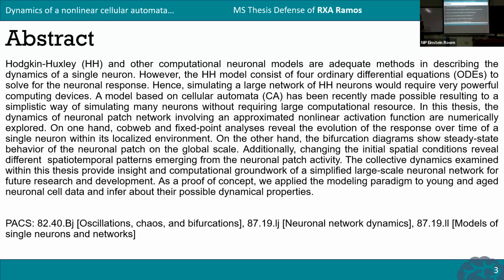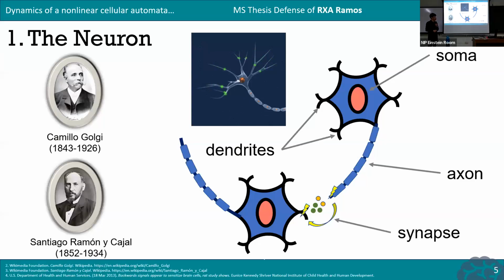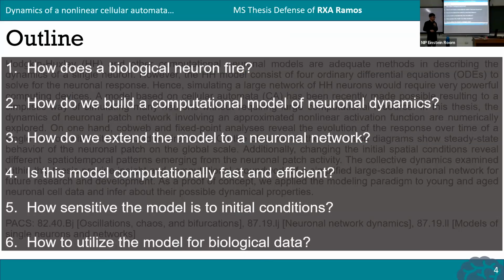Specifically, I want to answer the following questions. How does a biological neuron fire? How do we build a computational model for this neuronal firing? How do we extend the model to a neuronal network, especially in large-scale networks? Is this model computationally fast and efficient? How sensitive will the model be to various initial conditions and parameters? And how do we utilize the model for application in experimental or biological data?